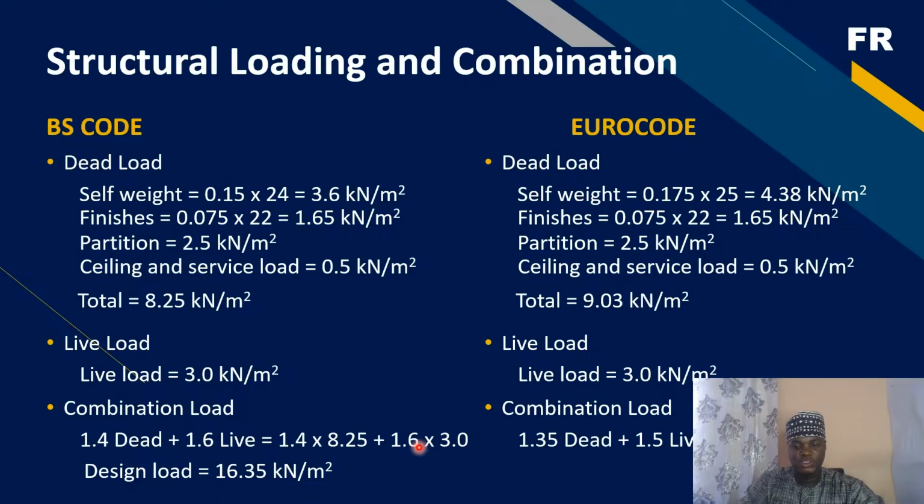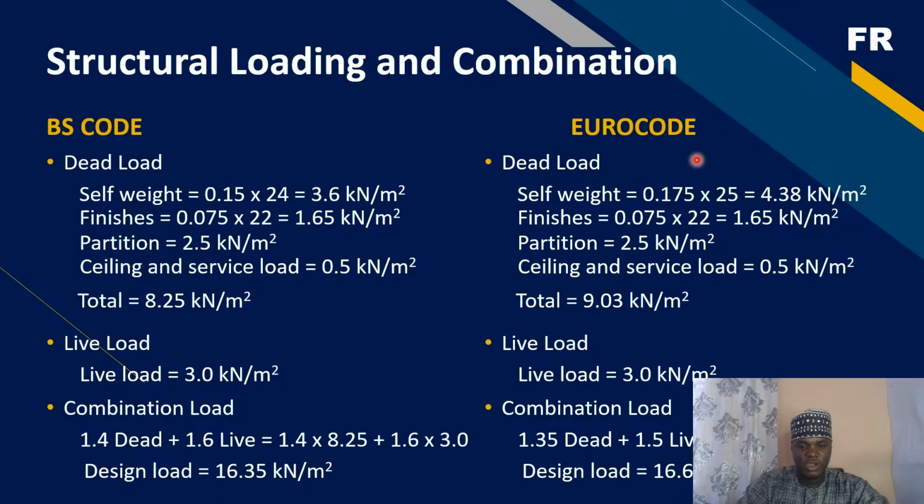For the Eurocode, the factor changes from 1.4 for dead load to 1.35, and from 1.6 for live load to 1.5. Putting in the values of our loads, the design load for the Eurocode is 16.65 kilonewton per meter square. You can see that the loadings are quite similar, even though we applied different factors. The load from the Eurocode is slightly higher due to the density of concrete that has been increased and also the thickness of slab that we increased.